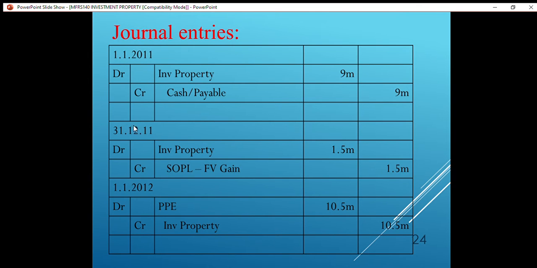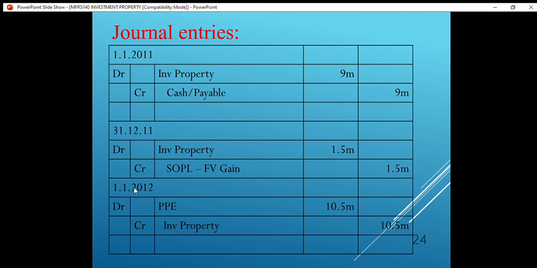And for 31st December 2011, that is the date of change or date of transfer, the date can also be 1st January 2012. Actually the date of transfer is on 1st January 2012. So we have to debit investment property 1.5 million. This is to increase the value of investment property by 1.5 million in order to reflect its fair value, and then we credit SOPO fair value gain amounting to 1.5 million.